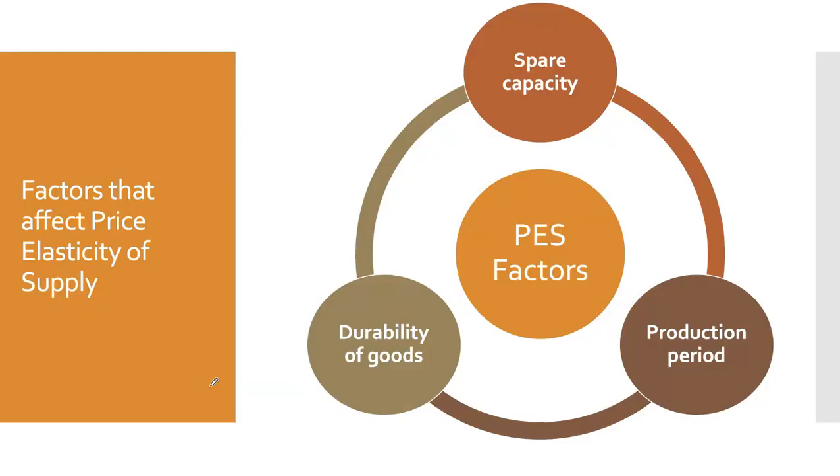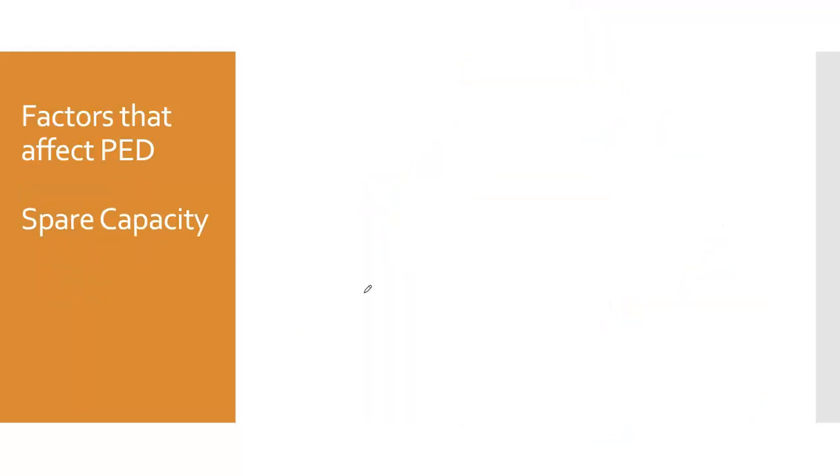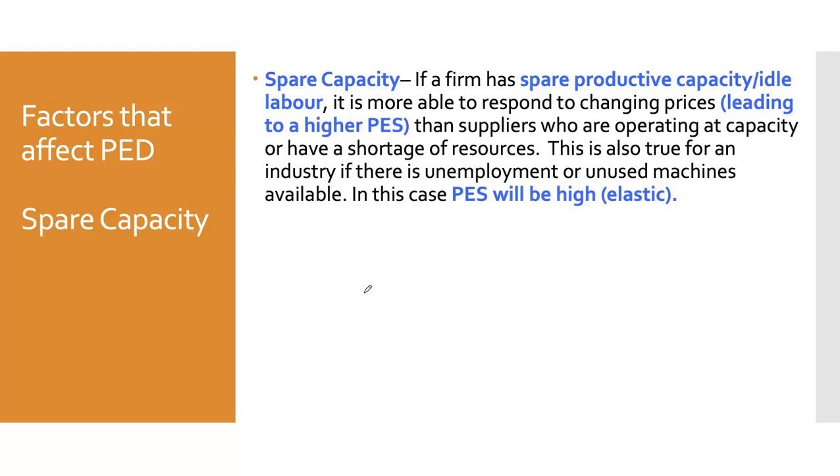Now, what are the factors that affect price elasticity of supply? Why are some elastic and some inelastic? We're going to go through the factors of spare capacity, production period, and the durability of goods. Spare capacity is all about how much spare capacity or idle labour a business has. How much does it have in its business? What is their capability or capacity to increase production?